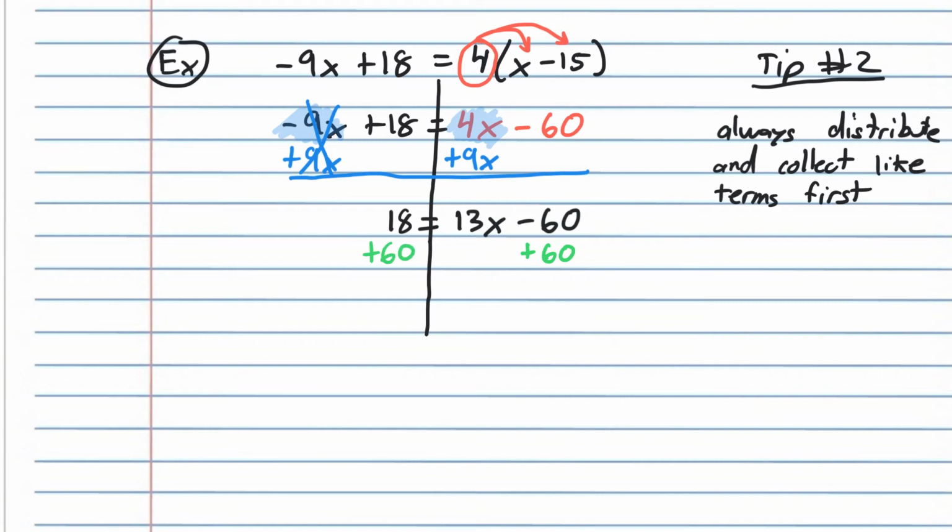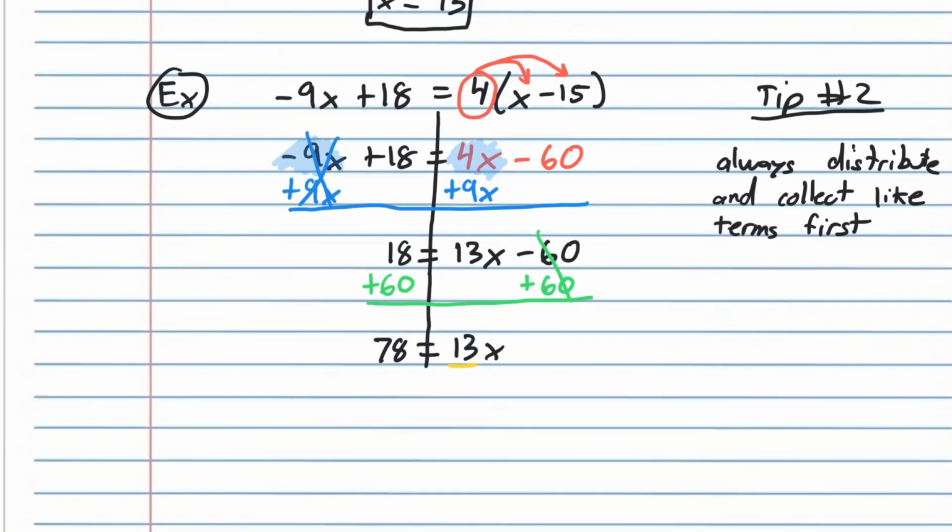Whatever you do to one side, do to both. Those go away. Bring down the leftovers. So we have that 13x still. 60 plus 18 gives you 78. And again, use a calculator if you need to, not a big deal. And now to get rid of that 13, divide. And you should end up with x is equal to 78 divided by 13 gives you 6.